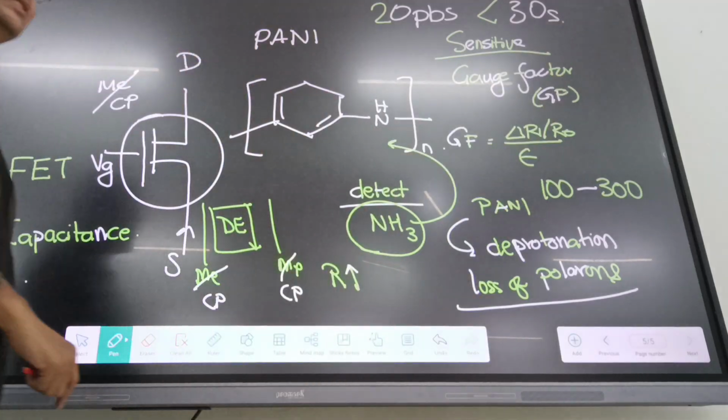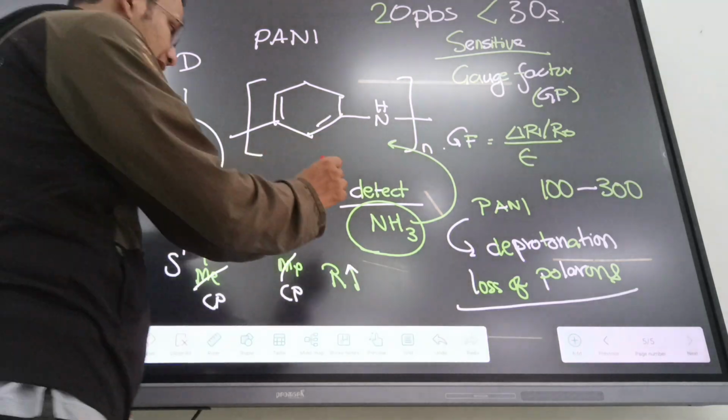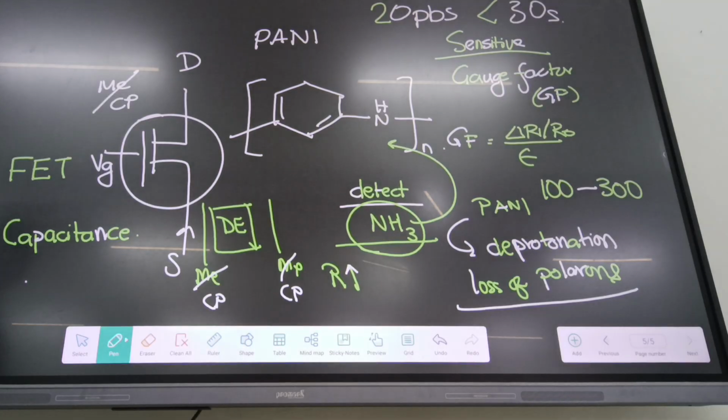In less than 30 seconds, even a small amount of ammonia can be detected. So apart from NH3, this is one of the gas detection sensing applications. Apart from NH3, there are other gases, like those in the VOC category, volatile organic compounds. So there are different harmful gases.